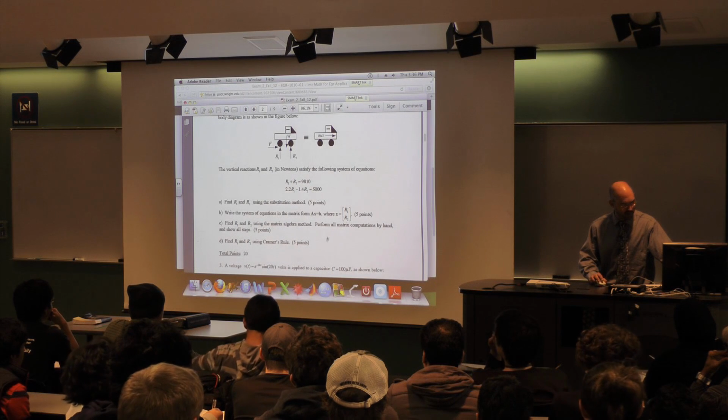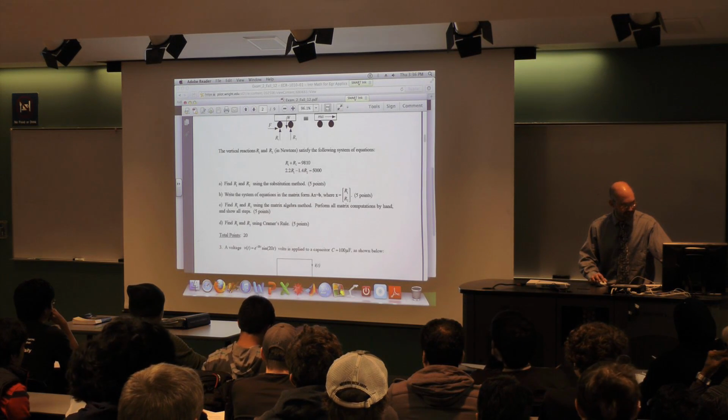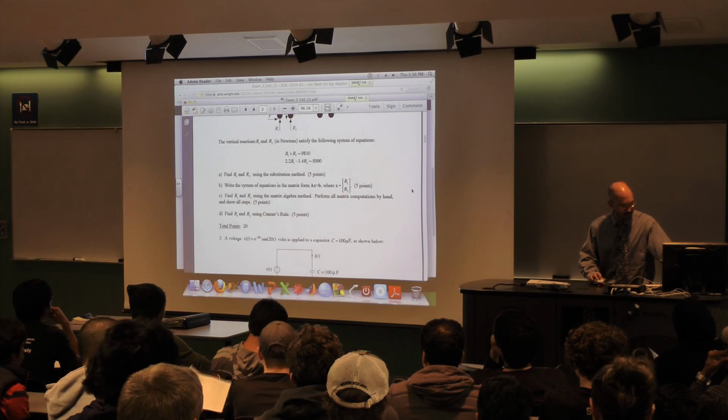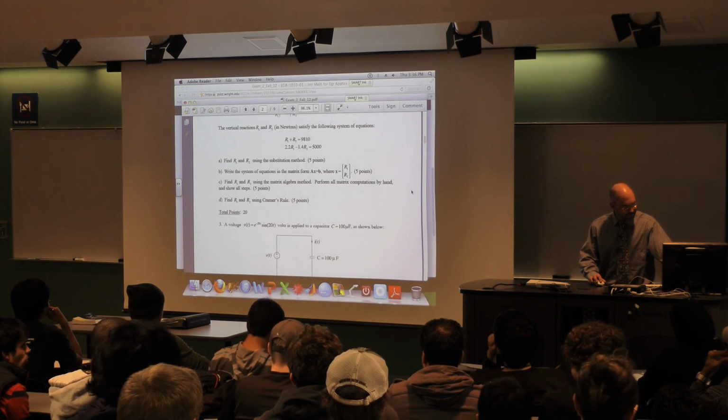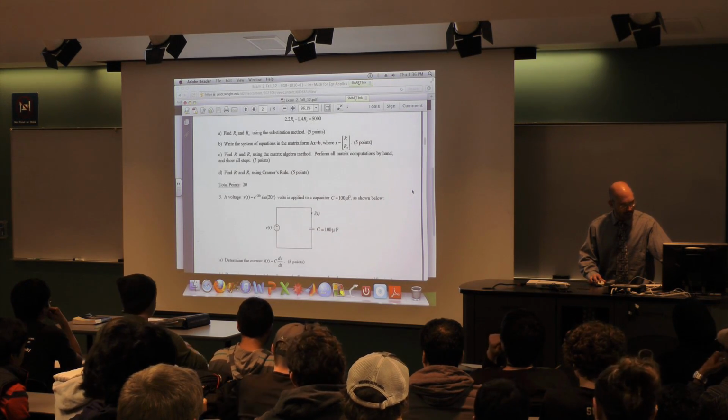For a 2x2, we want you to be able to do that by hand, and then again, the fastest method for a 2x2 is Cramer's rule. So you have a problem like that. And so those are sort of non-calculus topics.